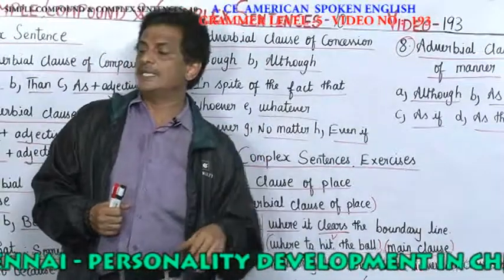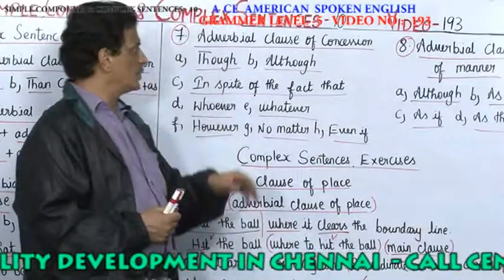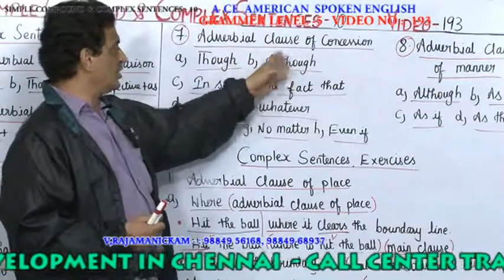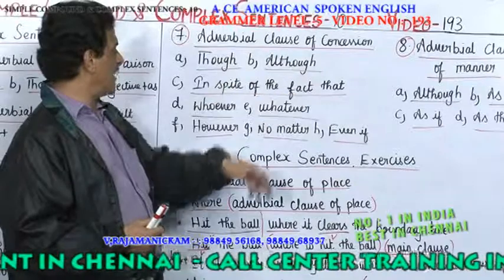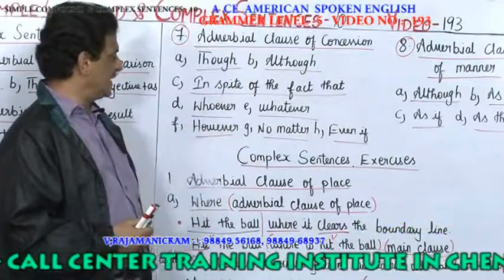So "though he studied hard" depends upon the sentence "he did not get good marks." So this is an adverbial clause of concession. Although, in spite of the fact that, whoever, whatever, however, no matter, even if.